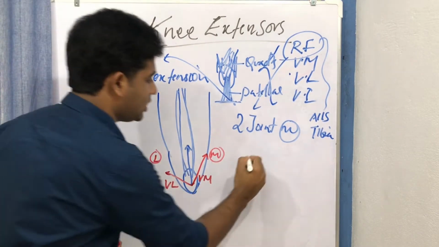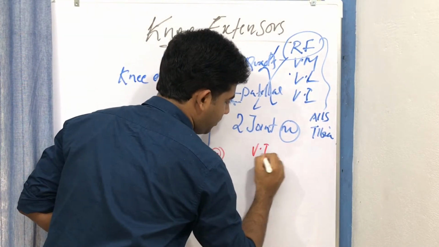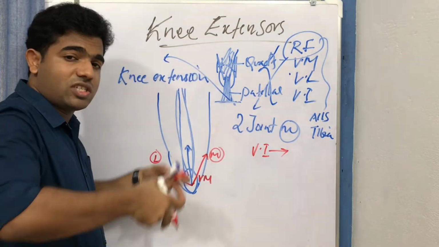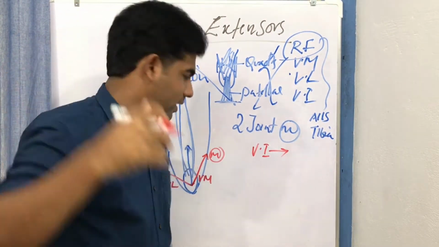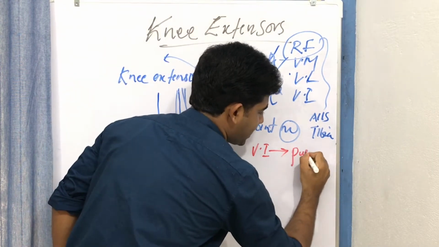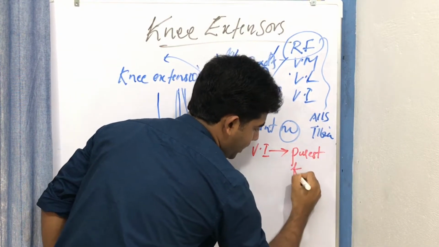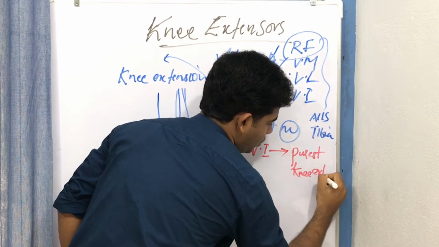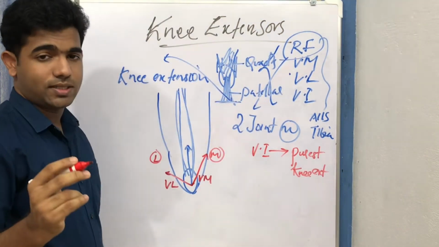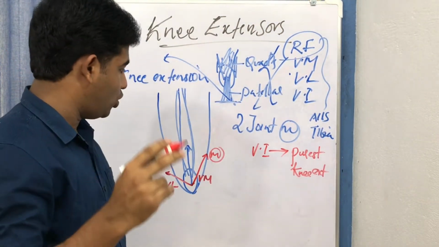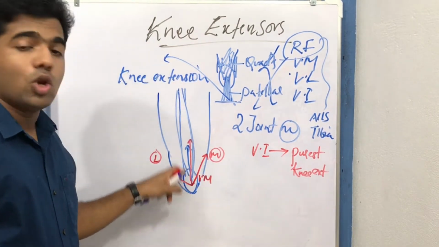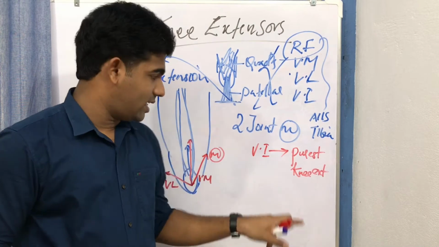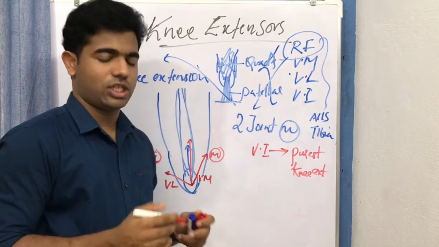And only the vastus intermedius has a line of pull exactly parallel to the long axis of the femur. And thus this is the purest knee extensor. Which one? The vastus intermedius muscle. Why? Because the line of pull of this muscle is exactly in the direction of the long axis of the femur, and thus it acts as the purest knee extensor.